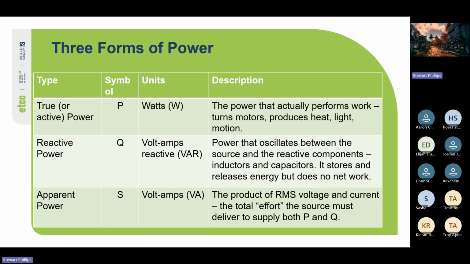So it notes there the product of the RMS voltage. So it's the actual root mean square voltage, like we've talked about in previous lessons, not the peak voltage of 325.